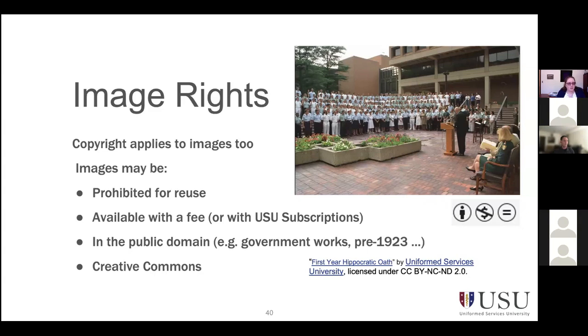Oftentimes that applies to works that might have been published before 1923. There's a couple laws that describe the public domain, and it might also describe government works. But I think that the Creative Commons license is one of our most important considerations when we look at these types of works, at least for what we're covering today.